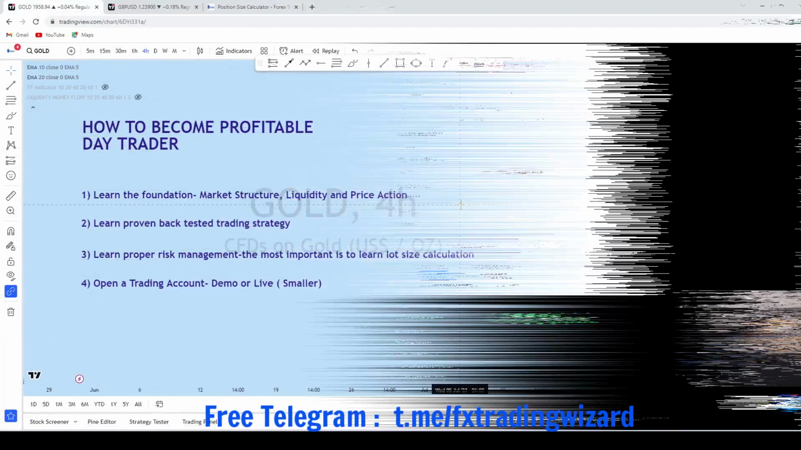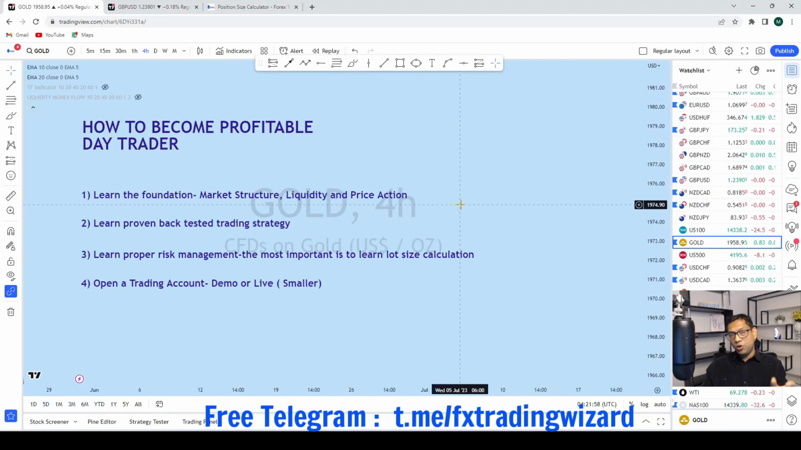The fourth step to be a profitable day trader is to open a trading account with a brokerage. Now you can either trade on a demo in the beginning, or you can trade in a live account. Now there are two ways to learn it. In a demo account you can learn, but it takes a little bit longer time. But if you are trading on a live account, it really accelerates your learning.